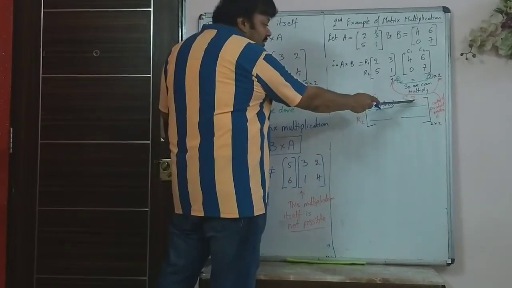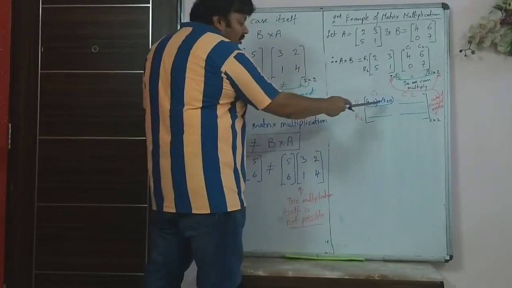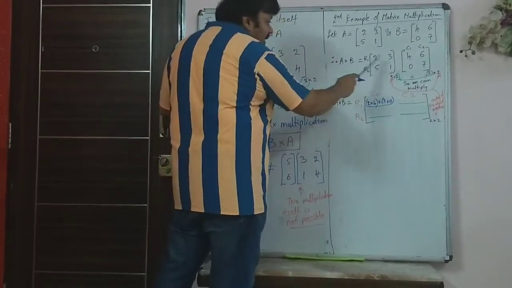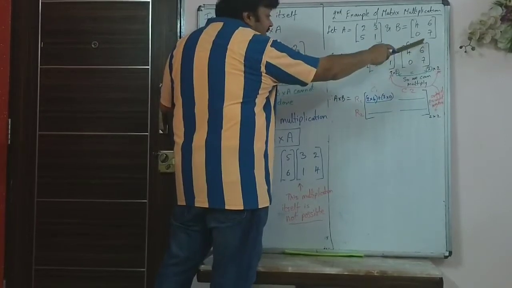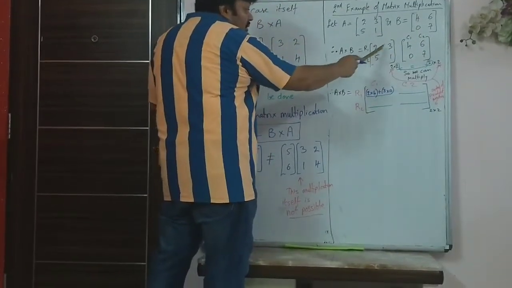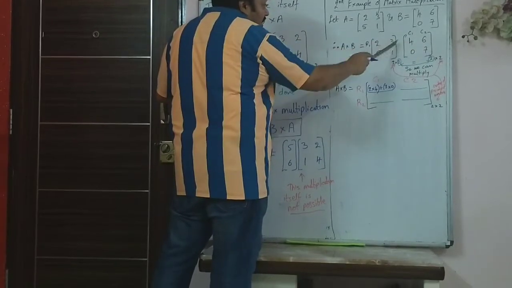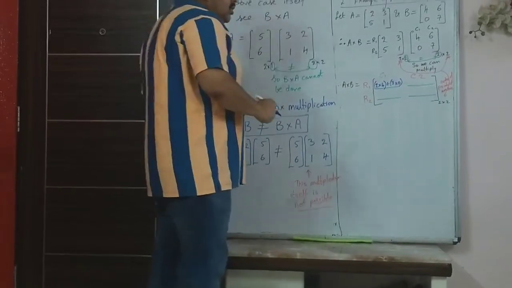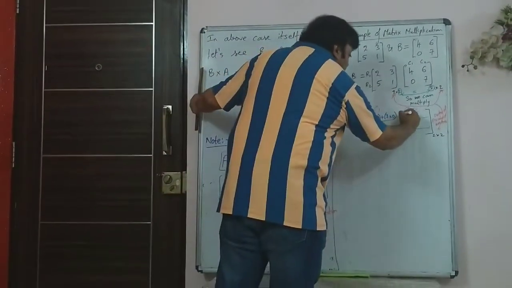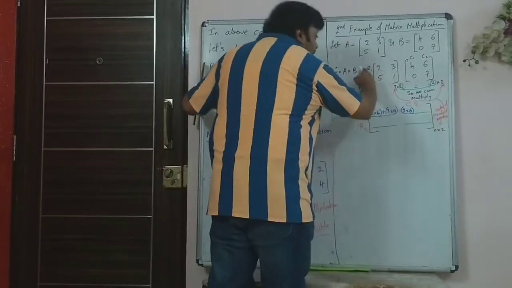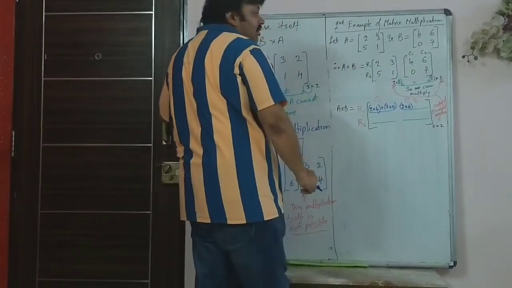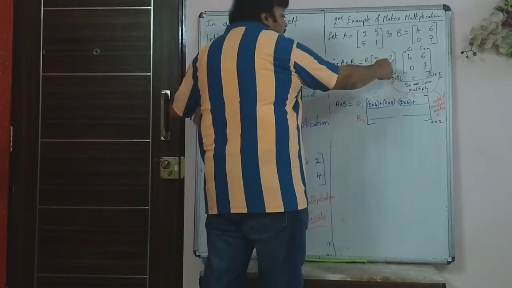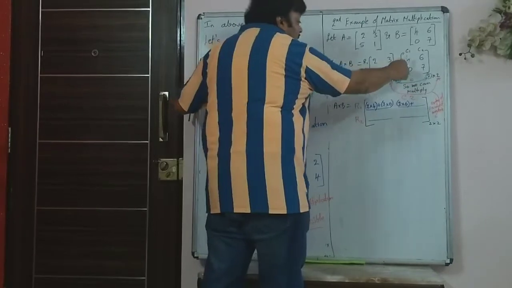Now what is this seat number? Which row? R1. Which column? C2. So here you will have R1 with C2, be careful: 2 into 6, R1, C2, 2 into 6 plus 3 into 7. So 2 into 6, the first element of R1 with the first element of C2, plus the second element of R1 with the second element of C2, 3 into 7.